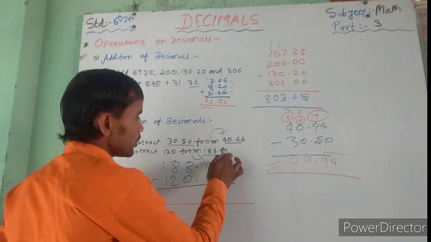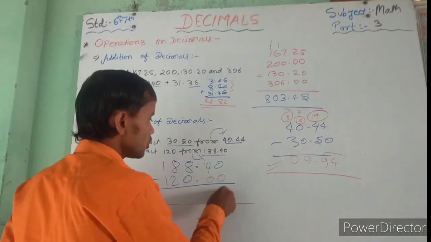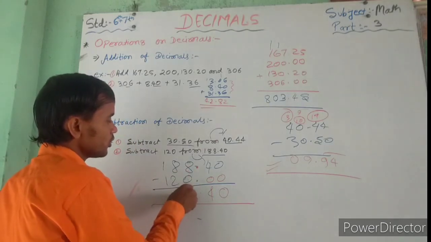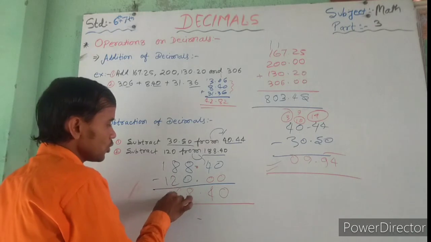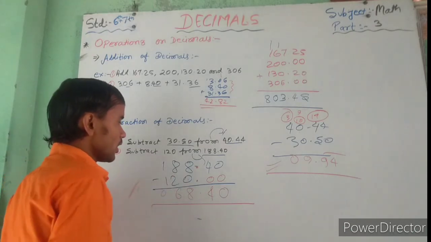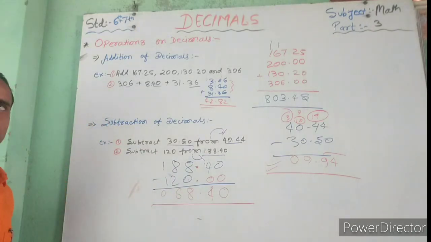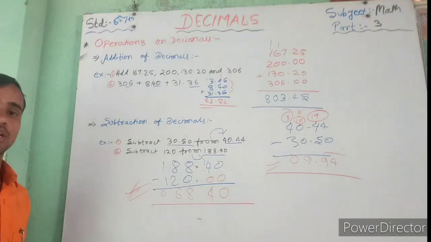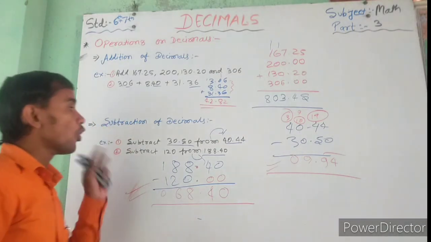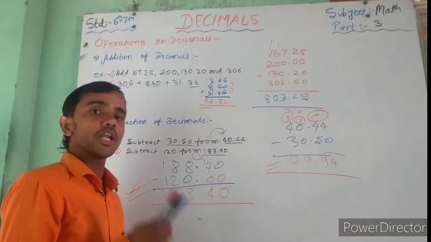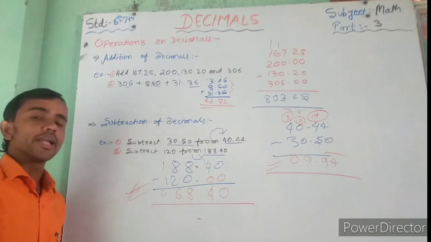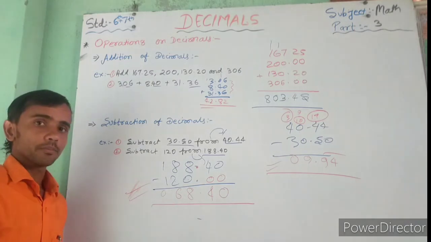So when you subtract, 0 minus 0 is equal to 0, 4 here. Okay, next 8 minus 0 is equal to 8, 8 minus 2 is equal to 6, and next here 1 minus 1 is equal to 0. Okay, so that's your question of subtraction of decimal. So my dear student, I hope all students understand about addition and subtraction of decimal. So firstly you write down in your copy. Next we will discuss the next part.